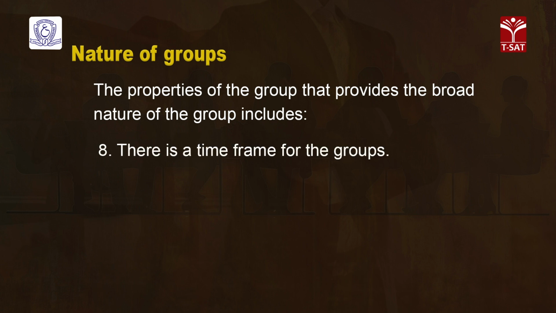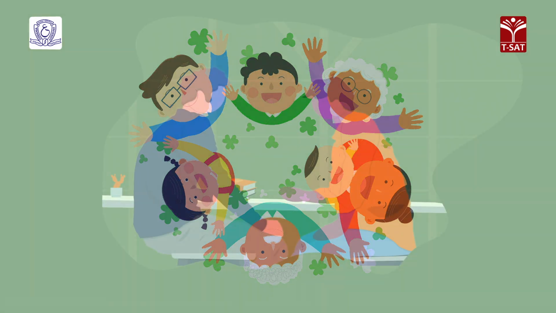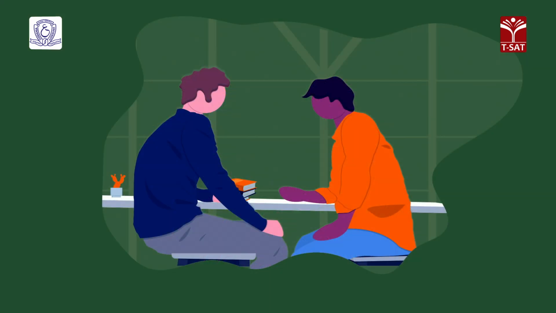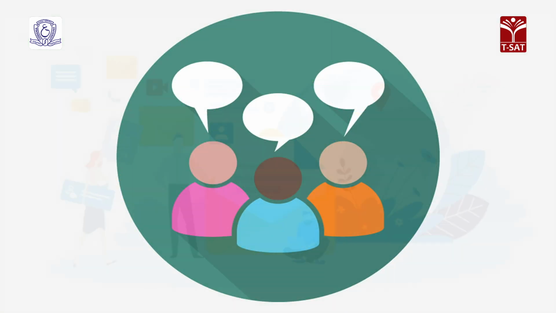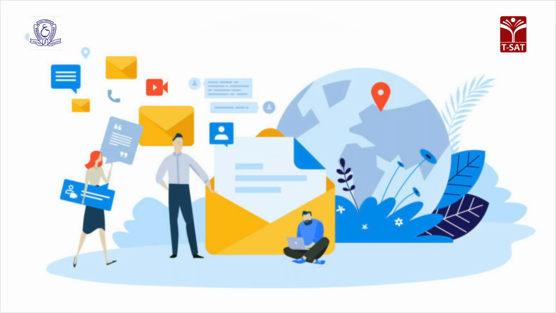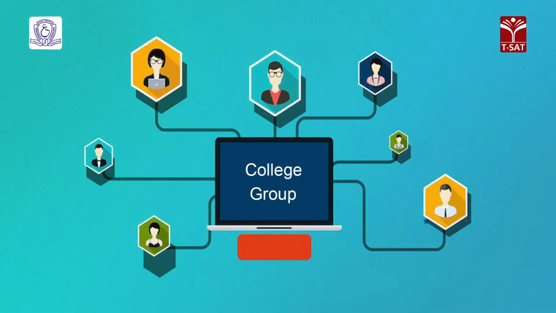There is a time frame for groups, like some groups may exist for a short period of time. For example, members of a group for a 2-day training program. Now this is a short period, whereas some other groups may exist for a longer time. For example, you will all be members of a group for the 3 years of your bachelor degree, which is a long frame of time.